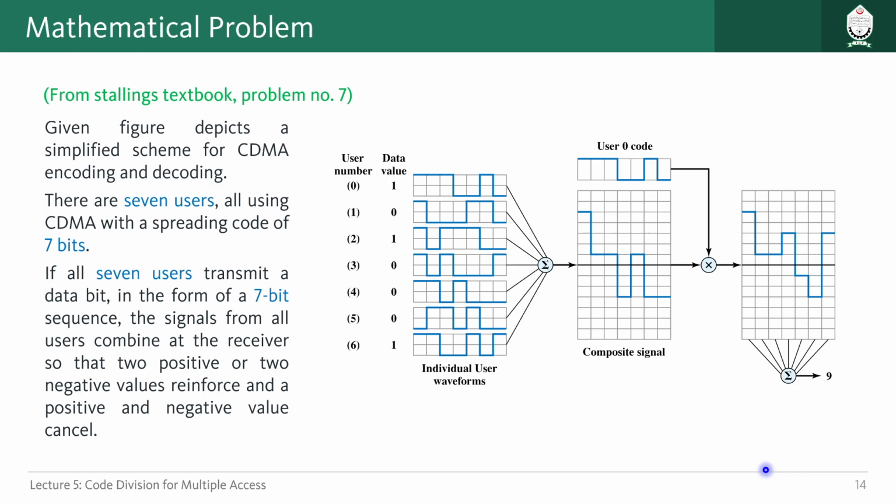Now let us try to solve a mathematical problem related to CDMA. This particular example is taken from Stallings' textbook, problem number 7. Let us try to read the question first, then we will understand from this graphical representation. The given figure depicts a simplified scheme for CDMA encoding and decoding.